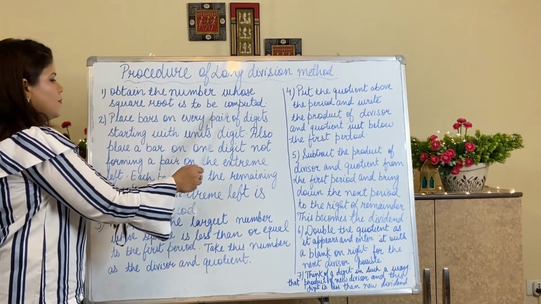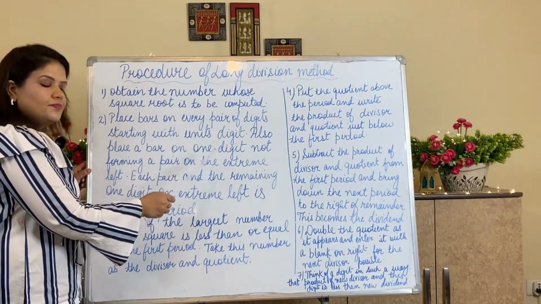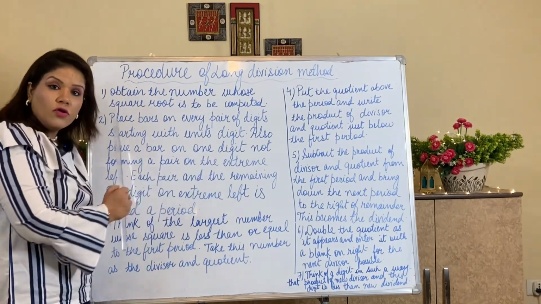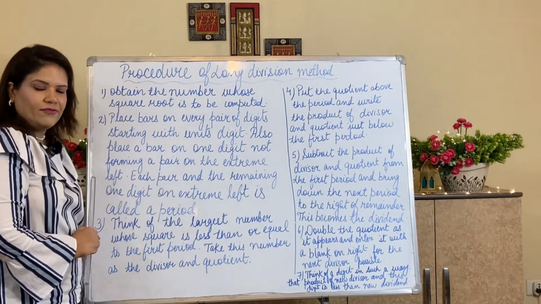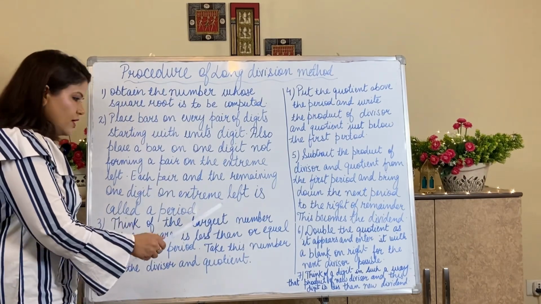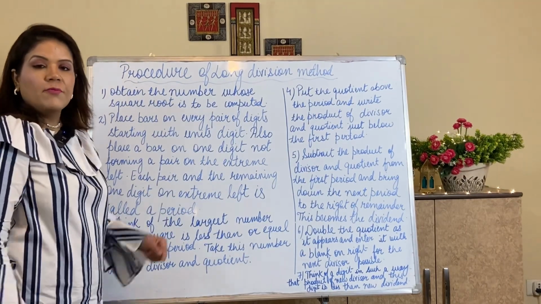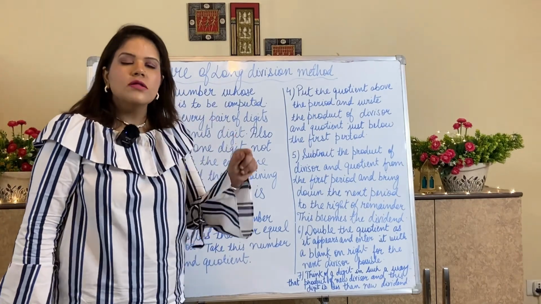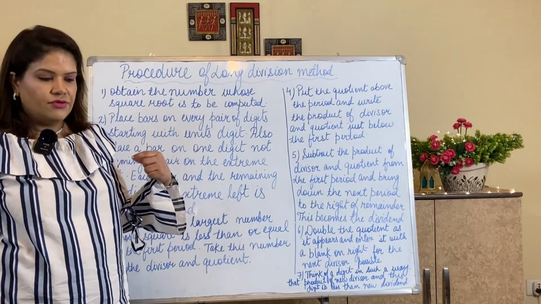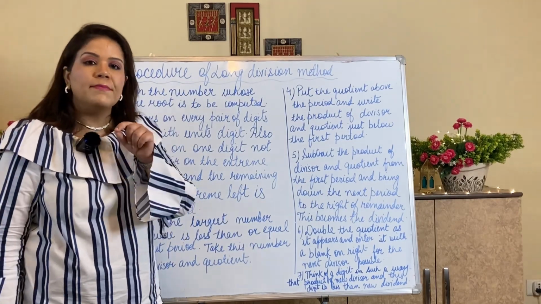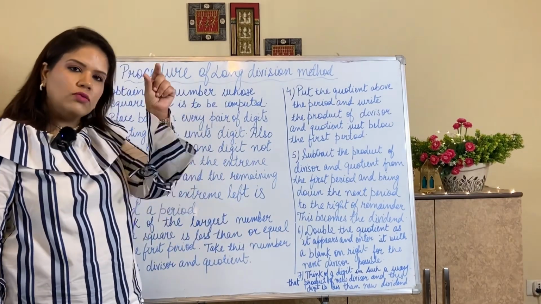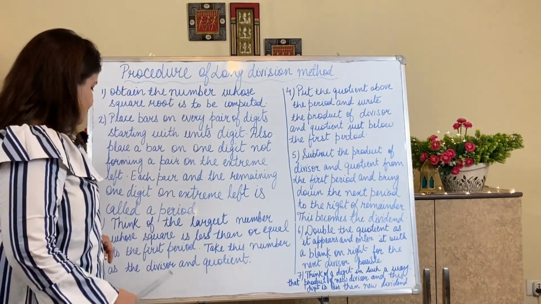Place bars on every pair of digits starting with unit digit. Also place a bar on one digit not forming a pair on the extreme left. Each pair and the remaining one digit on extreme left is called a period. When we are making bars on the digits from the unit place towards the hundreds or thousands place, we are making them in periods, and we will bring them down in that period only.